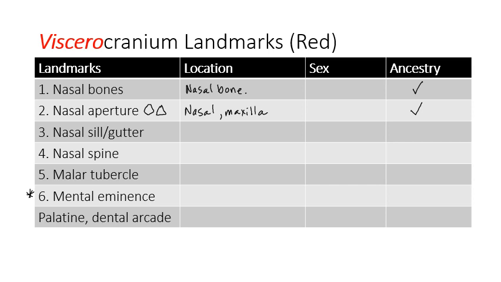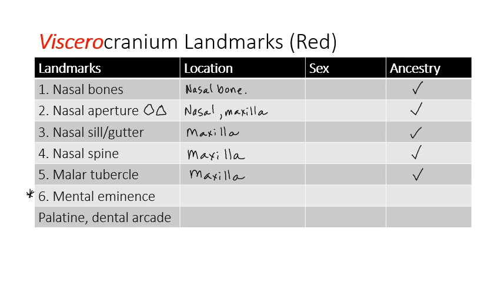The nasal sill or guttering, this is something that we find on the maxilla, and it's going to help us with ancestry. The nasal spine, we find that on the maxilla, and that will help us with identifying ancestry as well. The malar tubercle, we're going to find that on the maxilla, and that's going to help us with ancestry.